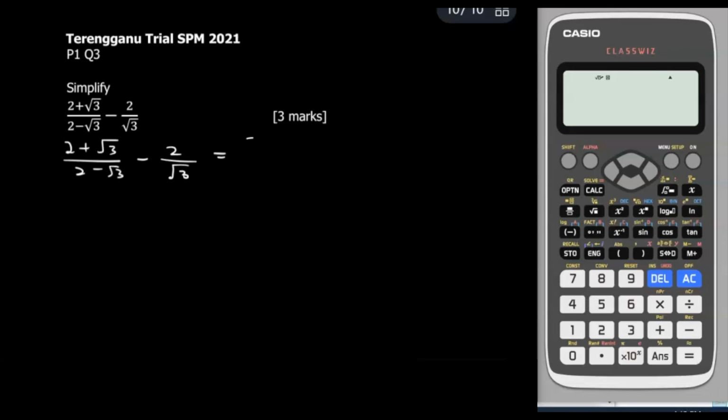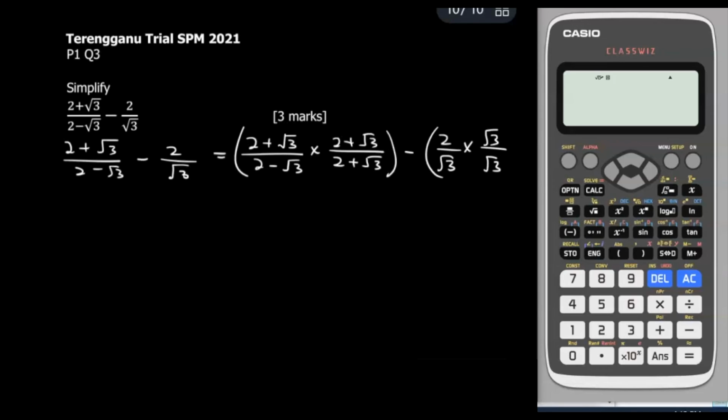I'm going to write back the question. So 2 plus surd 3 over 2 minus surd 3. The conjugate surd is 2 plus surd 3, because the denominator is minus, so we have to times with the plus. Then minus 2 over surd 3, so times surd 3, top and bottom. So this will be 2 plus surd 3 whole thing square. Then the bottom one is 2 square minus surd 3 square, so it will be 4 minus 3. Then here will be 2 surd 3 over surd 3 times surd 3, you get 3.